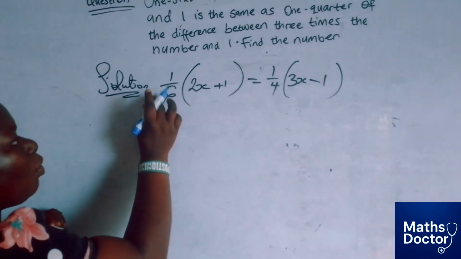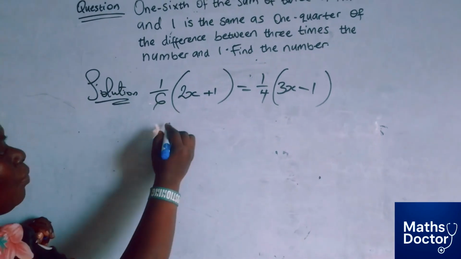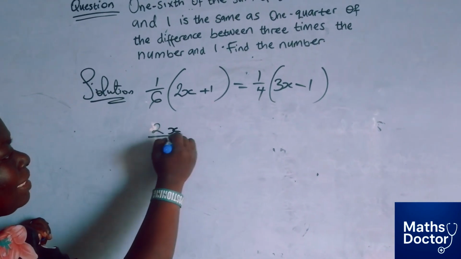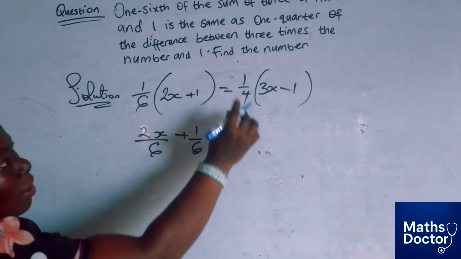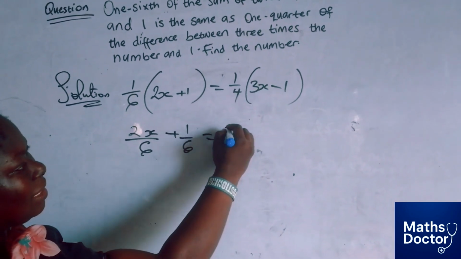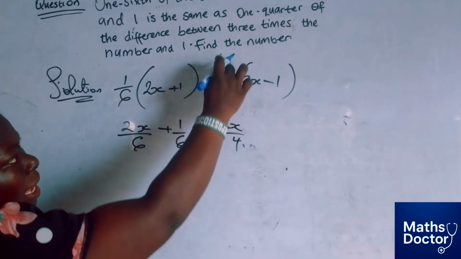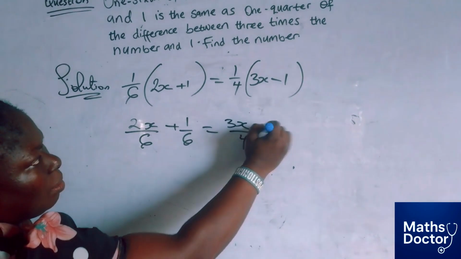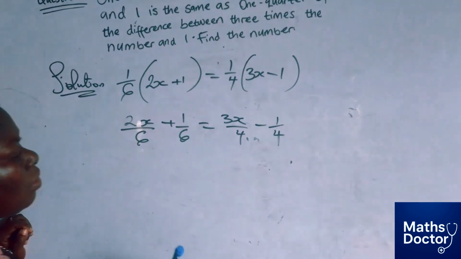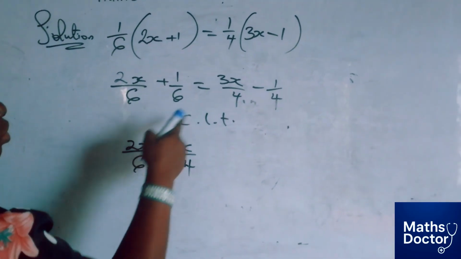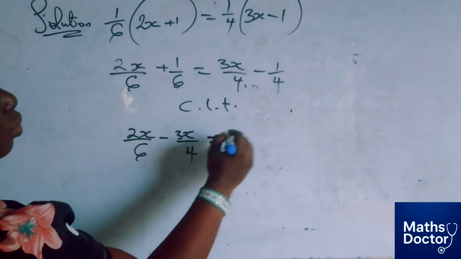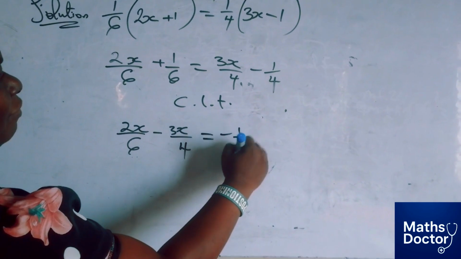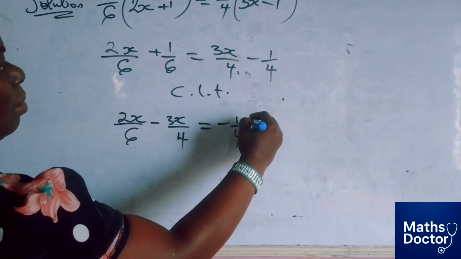So we have 1/6 times 2x, we have 2x/6. 1/6 times this, you have plus 1/6. 1/4 times this, you have what? 3x/4. And 1/4 times this, you have minus 1/4. So 2x/6 minus 3x/4 equals to what? Minus 1/4. This becomes what?